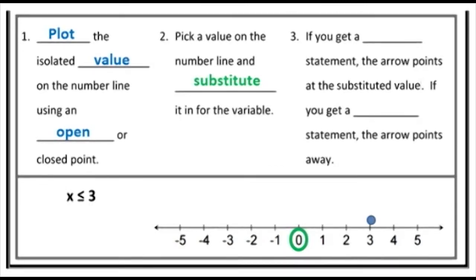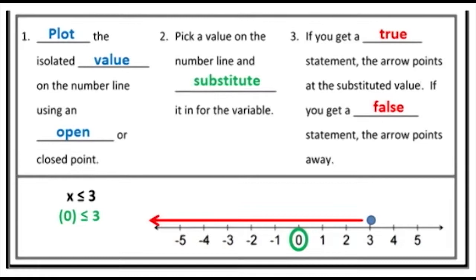However, you can use any value that you'd like. I substitute this value in as if I were checking my answer. If you get a true statement, the arrow points at the substituted value. If you get a false statement, the arrow points away. In this case, 0 is in fact less than 3, since all positive integers are greater than 0. So I point my arrow from the plotted point towards 0, and I continue past it to the end of the number line. If I got a false statement, if 0 was not less than or equal to 3, then I would point away, and all my solutions would be to the right.